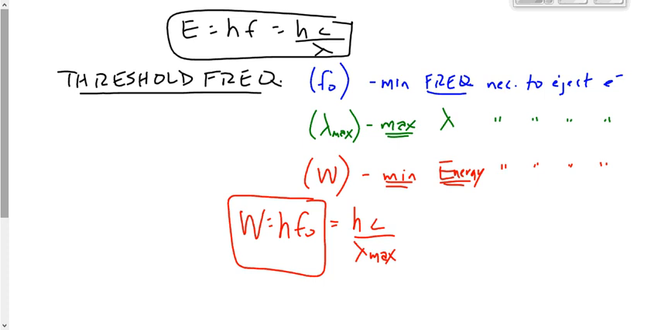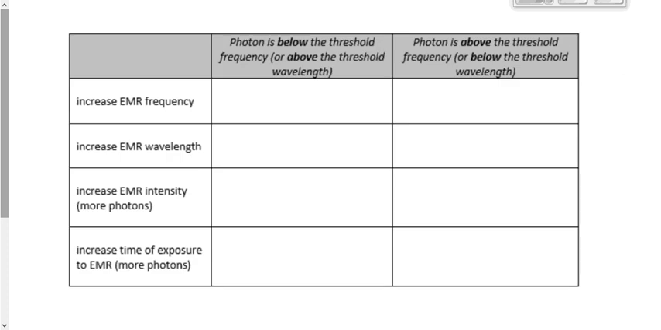Now the table that I handed out to you a few minutes ago is going to summarize the effect of changing some things here. So I want to go through this to make sure that you understand the qualitative aspect of the photoelectric effect, what happens, the observations that were made, and how we explain those observations, and then we'll go on to a little bit of math with this. So we get two columns here. The first column says the photon is below the threshold frequency. We'll say F is less than F0, or lambda is above lambda max.